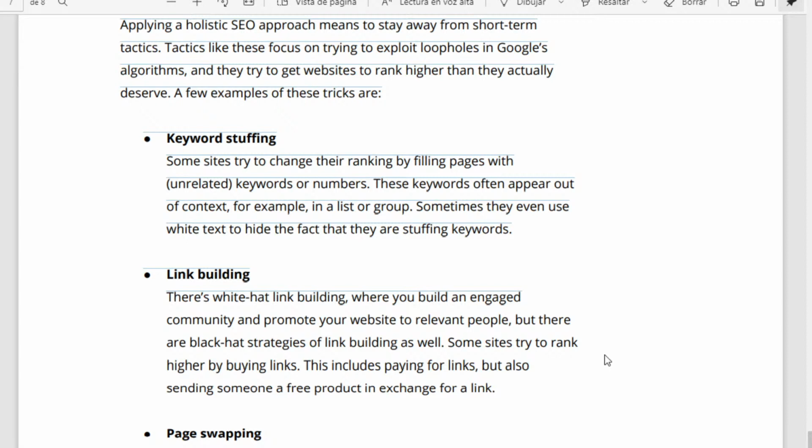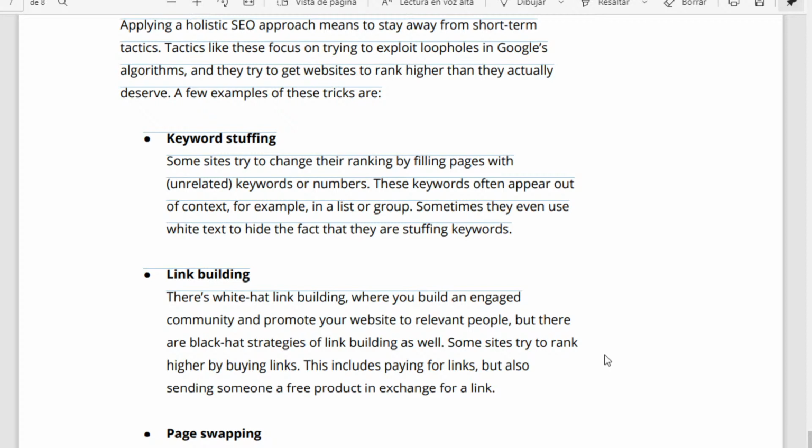Link building. There's white hat link building, where you build an engaged community and promote your website to relevant people, but there are black hat strategies of link building as well. Some sites try to rank higher by buying links. This includes paying for links, but also sending someone a free product in exchange for a link.